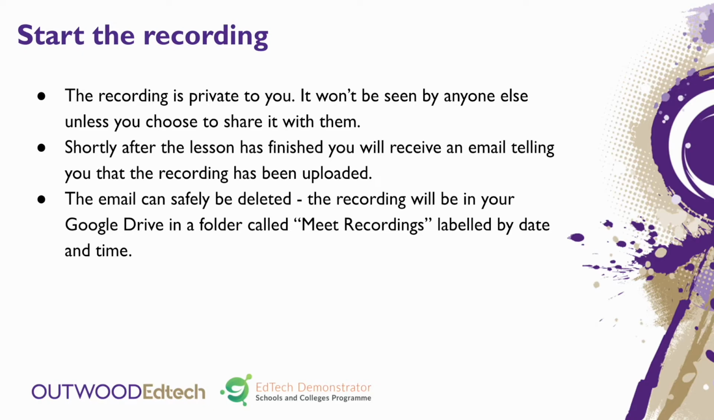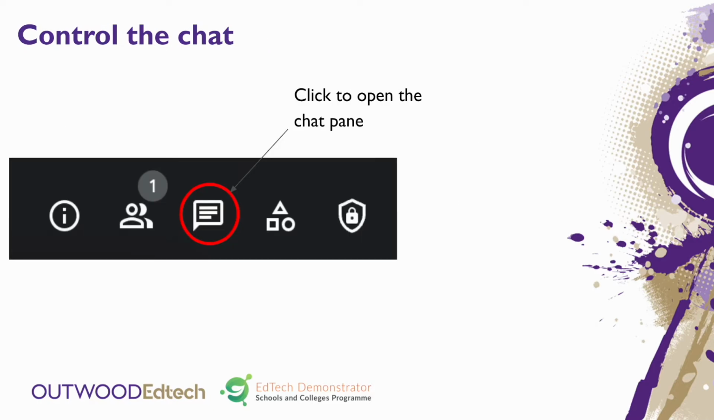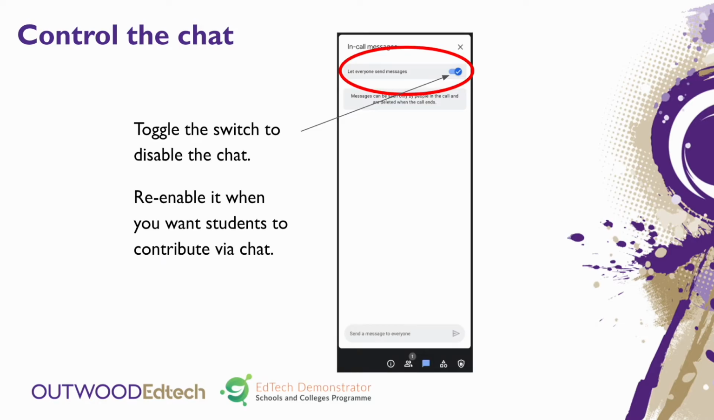Once students start to join the meeting, you may need to control the chat. To do this, you will need to open the chat pane. You can toggle the chat to off. This will disable the chat feature and ensure students are unable to communicate with each other whilst you are completing your live lesson. You may want to re-enable this if you want students to contribute via the chat window.